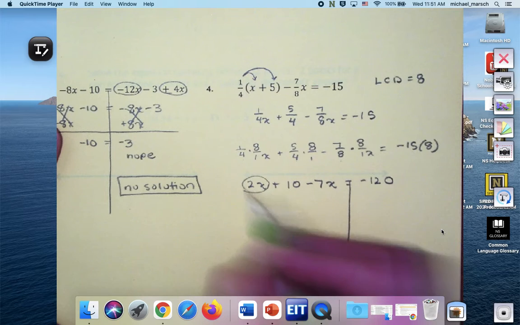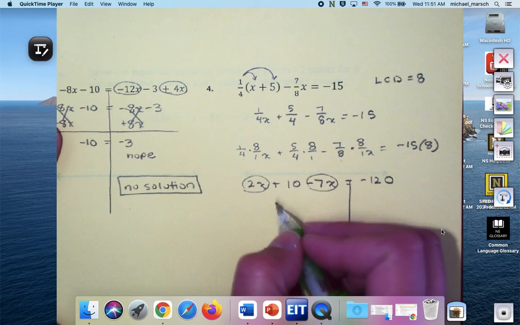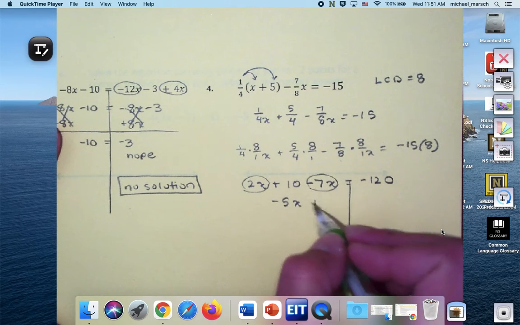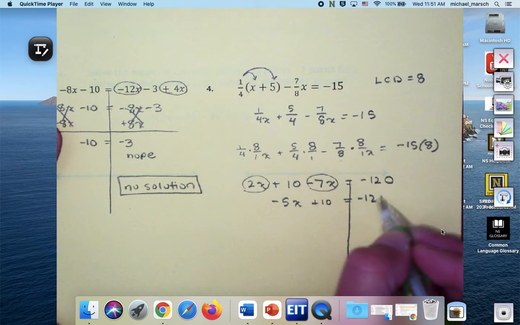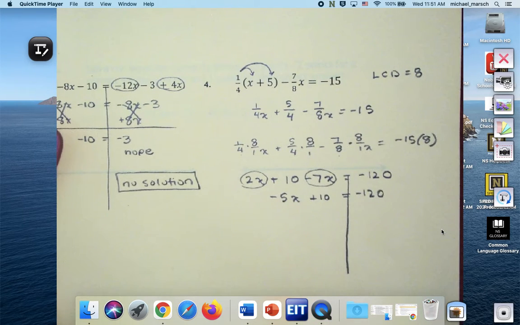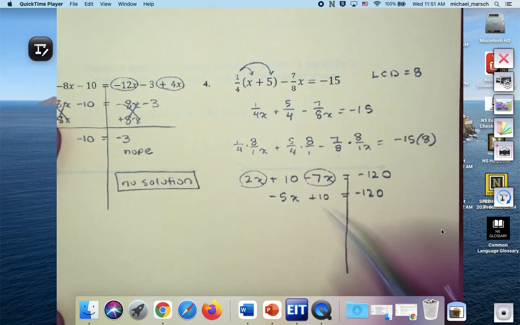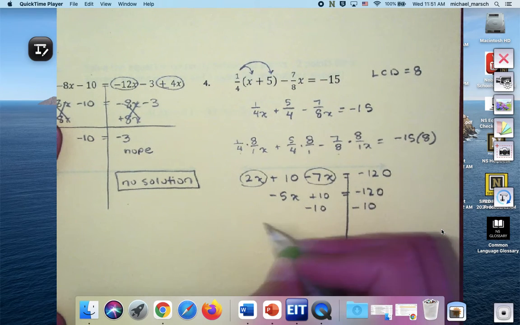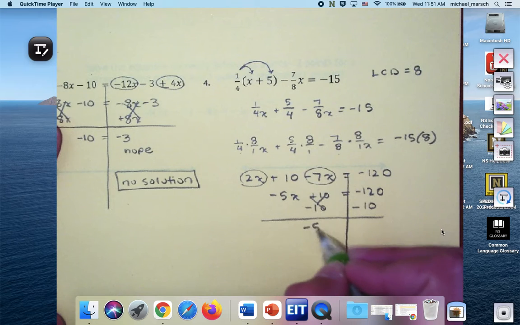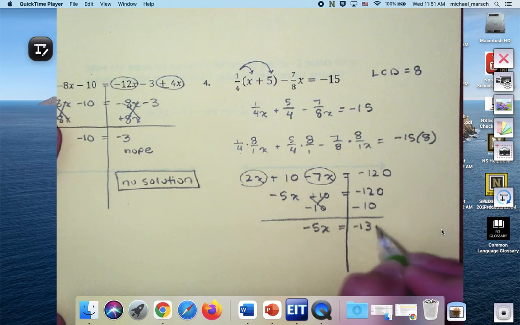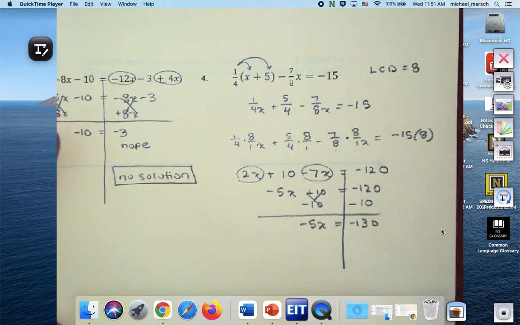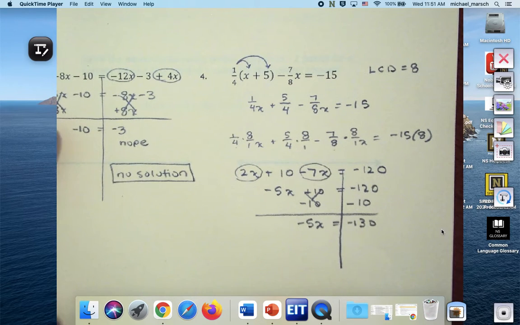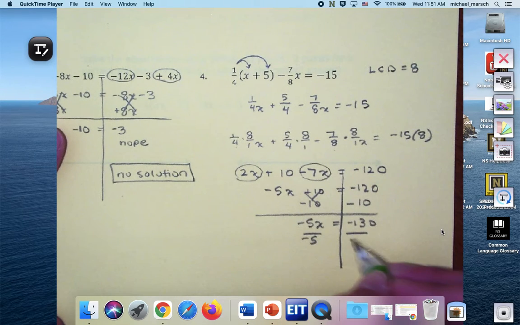Got my like terms. 2 minus 7 is negative 5 x's. Plus 10 equals negative 120. Subtract 10. Negative 5x equals negative 130. Divide by negative 5. X will be positive 26.